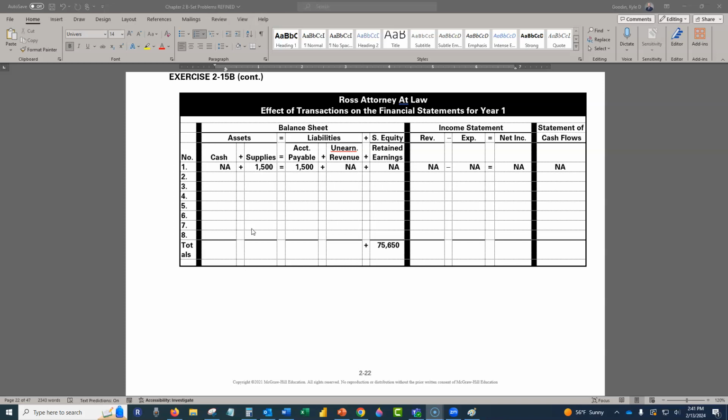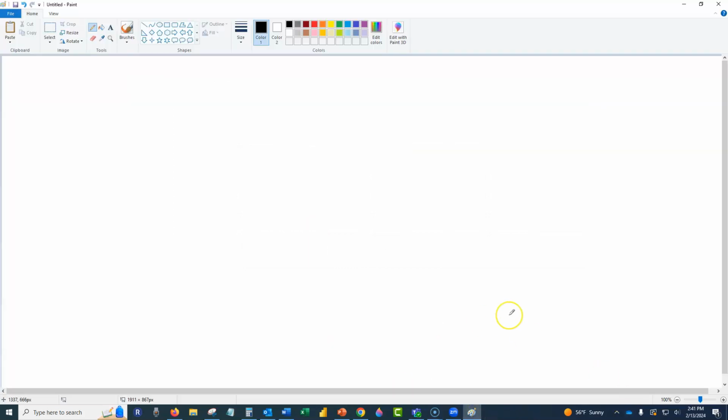Transaction number 2 tells us that we accepted $36,000 on February 1st, year 1, as a retainer for services to be performed evenly over the next 12 months. This is interesting because what it's telling us is that we haven't earned any of this yet. It's simply a retainer, so we don't get to count it as revenue, but we're going to earn that revenue evenly over each of the next 12 months, regardless of how much work we do.